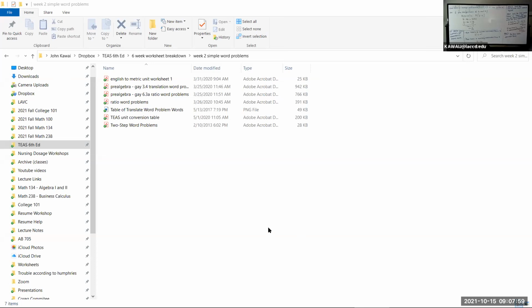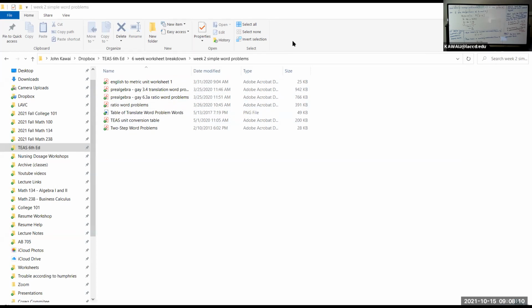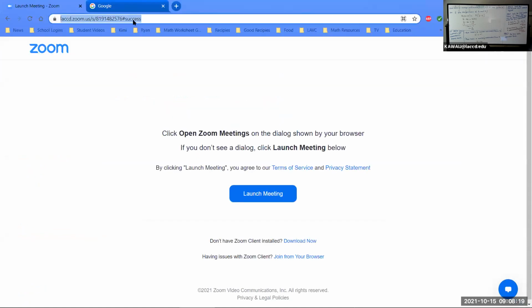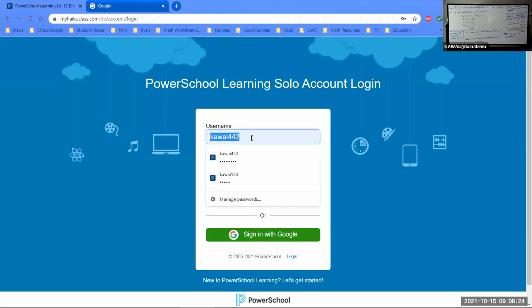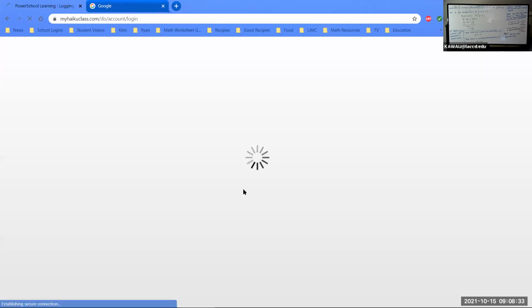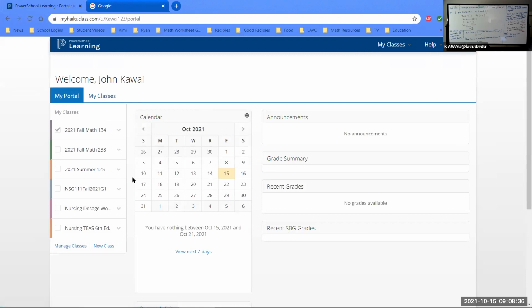So if you want to practice these problems, we have this translation, word problems. And if we go onto the haiku, so let me go into the haiku. All right, so we'll go myhaikuclass.com, and my login is Kawhi123, and this is 123123, and this is available to anybody in the world who watches this YouTube. It doesn't have to just be people in my class. Go to nursing TEAS.